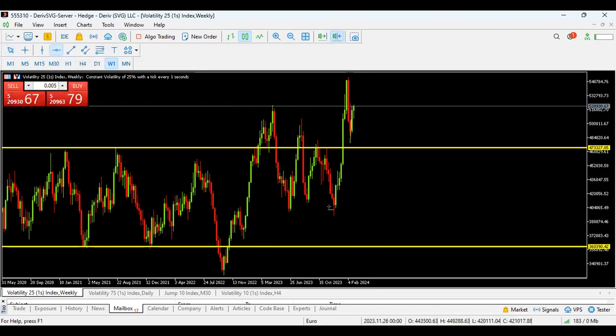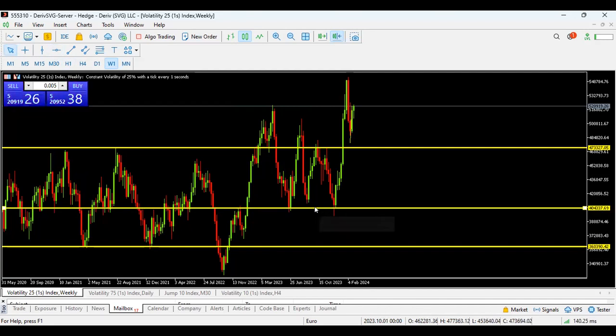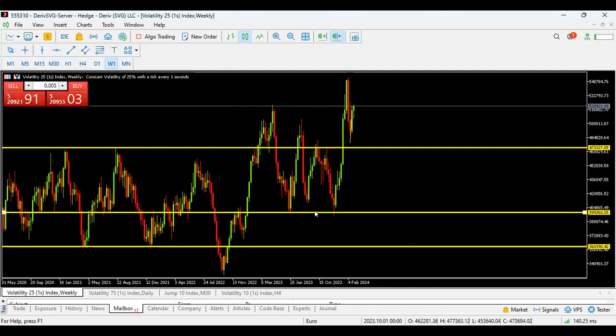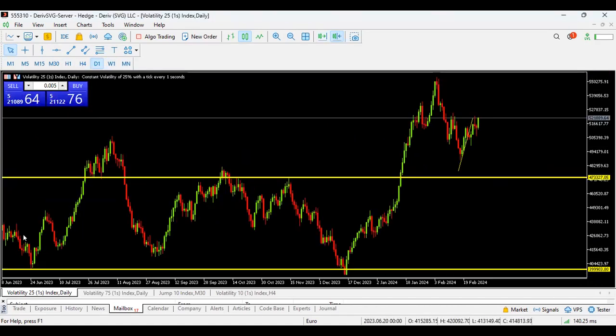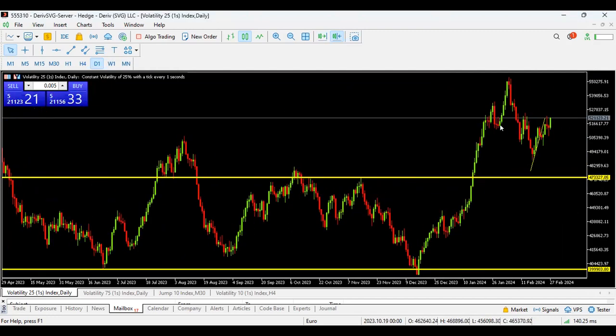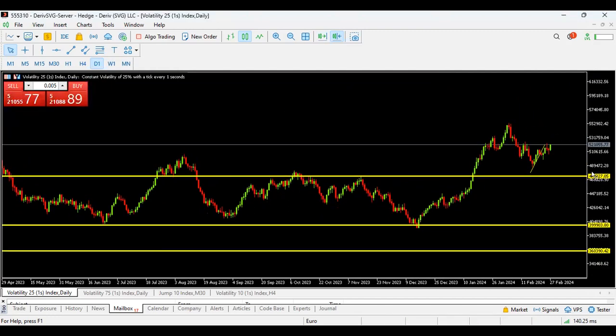I'm using the weekly time frame. When you're drawing support and resistance, always add the width, so it is not a straight line, but a zone. So these are the zones that we have here. Now you can see that even with daily, it's clear that this market has been respecting this particular zone, and even here it has been respecting this particular zone.